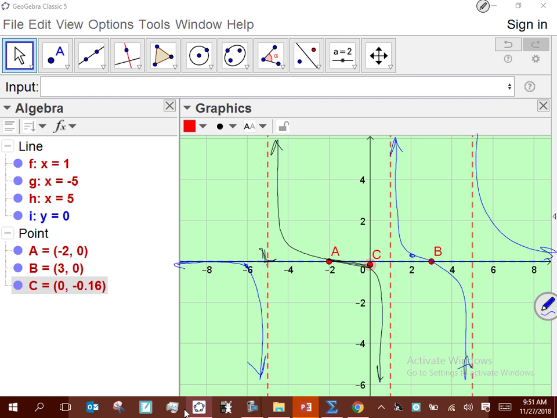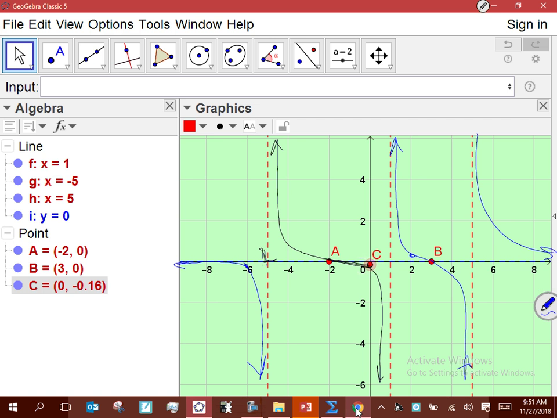I want to do one more real quick, and it explains what happens around a hole.